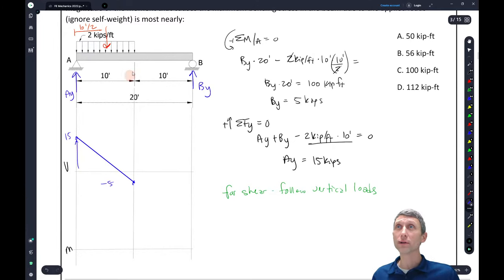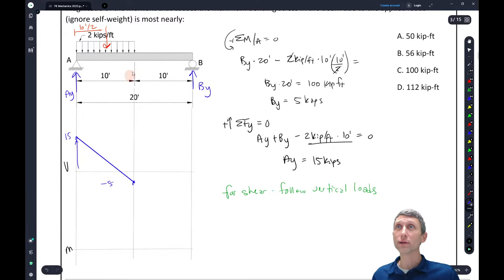Can you picture that? What does that mean? It's going to put tension on the top and compression on the bottom, and that is our negative moment, right? So that's going to be our negative moment. Our negative moment is going to say tension on the top and compression on the bottom.